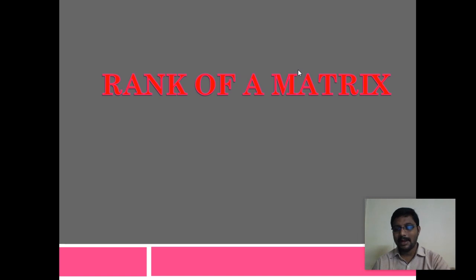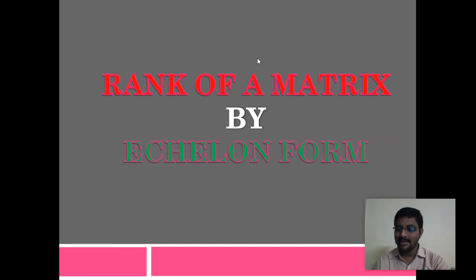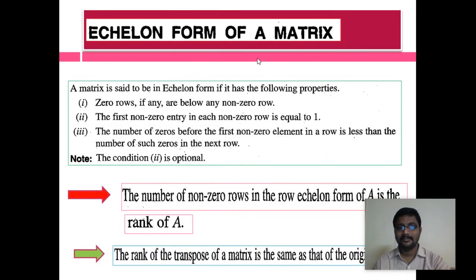Now, rank of a matrix using echelon form. So what is the definition? A matrix is said to be in echelon form if it has the following properties. These three conditions must hold to find the rank of the matrix using echelon form.